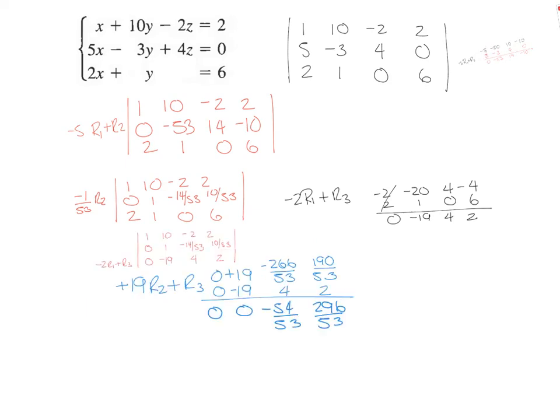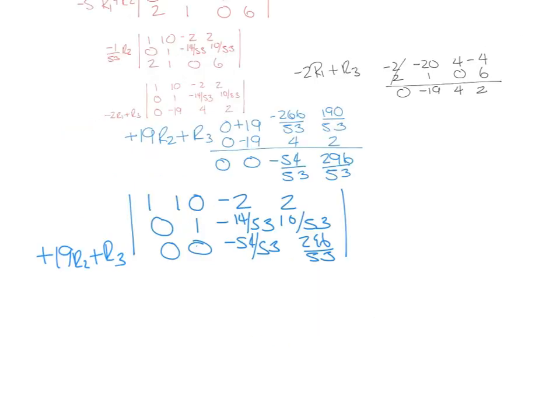All right, so I went ahead, I multiplied row 2 by 19, and I got the following. 0, 19, negative 266 over 53, 190 over 53. And I'm adding it to row 3, 0, negative 19, 4, 2. Add those together, and we're going to get the following. Okay, so when we finish writing that into our matrix, it looks like the following.